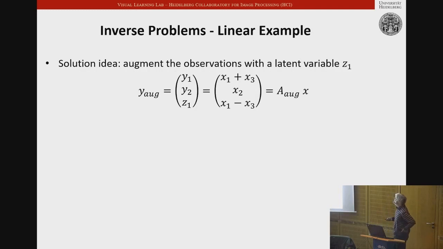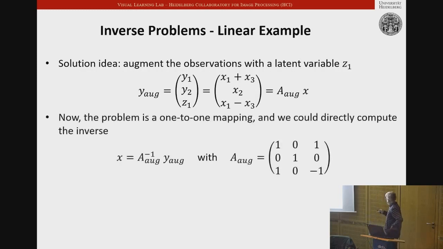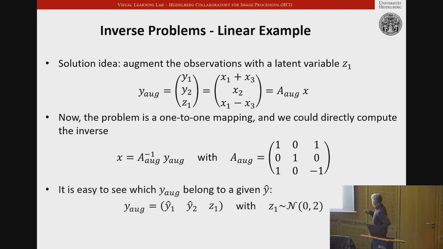So here is the solution idea. We construct an augmented observation space. Here's a new variable, z1, which in this case is defined as the difference between x1 and x3. Then we get the linear equation A augmented times x. This matrix is now invertible, and we can just compute x by multiplying the augmented observation with the inverse matrix. That's easy. The only problem is, of course, that we do not know z. But we can easily compute the probability distribution of z because it's the difference of two Gaussians. It's a Gaussian with twice the variance, so that's very simple.